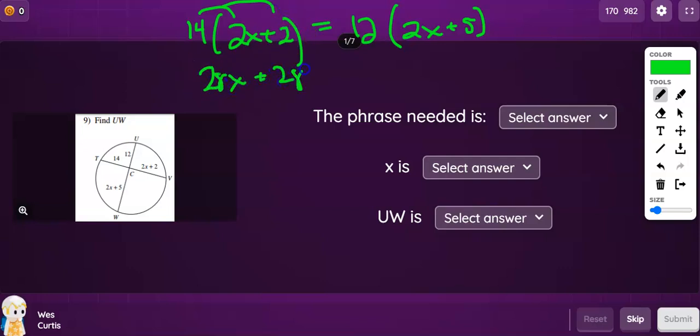28x plus 28 is equal to 24x plus 60. It's easy. When you put your x's together, it's easier to move the smaller one. I get rid of a 24x by subtracting 24x. That'll take me down to 4x.